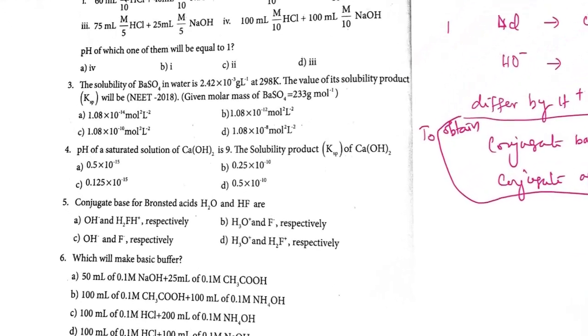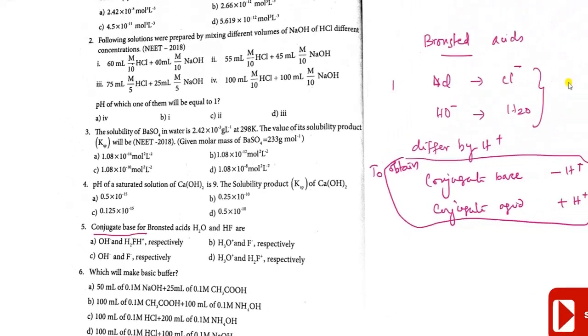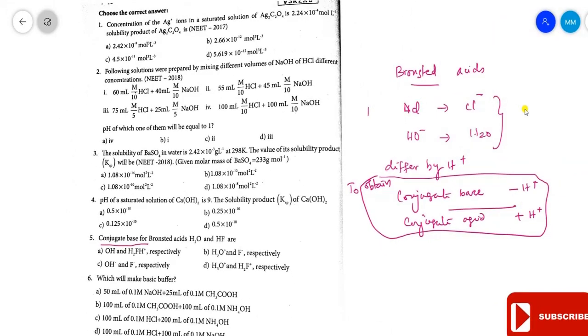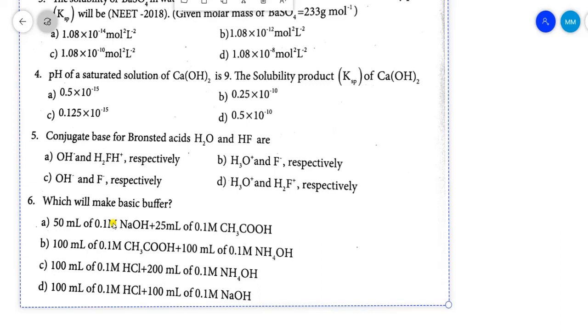Here the question is to find the conjugate base for the Bronsted acids. For the conjugate base, you have to subtract the H plus ion. So for water, H2O, the conjugate base is OH minus, as one hydrogen is removed. And for hydrofluoric acid, by removing the H plus, you get F minus. So the conjugate bases of water and hydrofluoric acid are the OH minus ion and F minus ion respectively. Your answer is C.